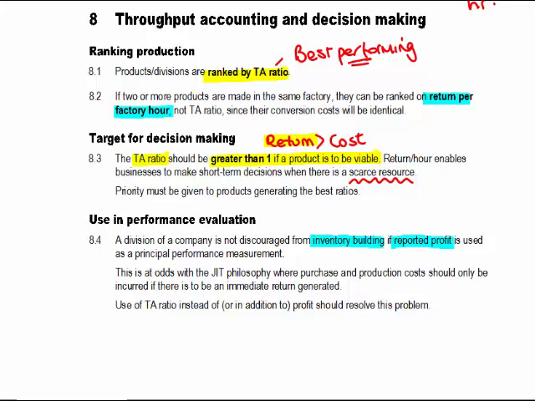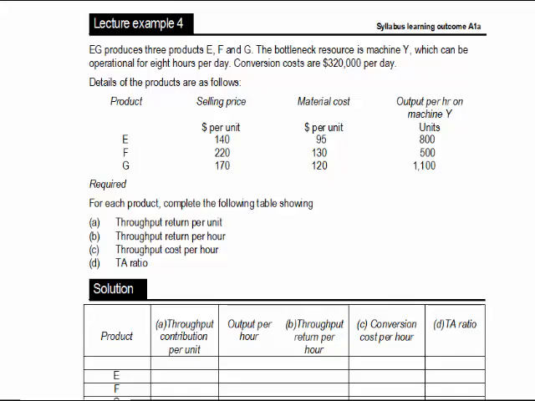Now, this is completely at odds with the just-in-time philosophy, where purchase and production costs should only be incurred if there's going to be an immediate return generated. In other words, if we've got a sale which is imminent. Now, if we use the TA ratio in order to performance evaluate, then this is going to hopefully solve this problem, which we're going to look at in the next lecture example.